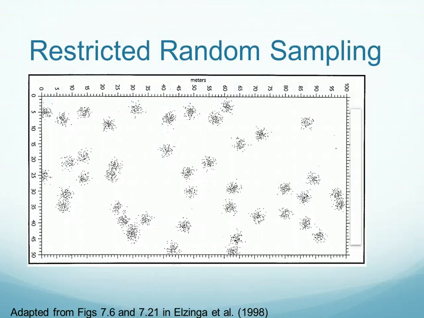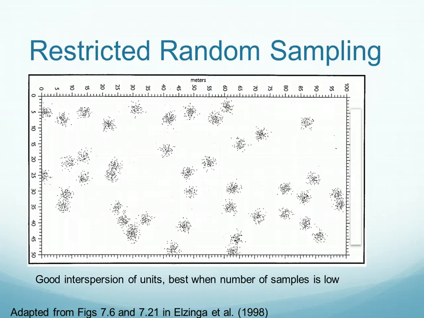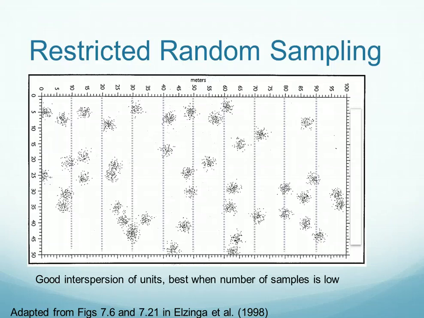An alternative type of sampling is restricted random sampling, and this is best applied when the number of samples must be relatively low. In this case, we want good interspersion of units, and so what we do is we divide the area into segments, and then within a segment we randomly locate one sampling unit. In another segment we randomly locate another sampling unit.